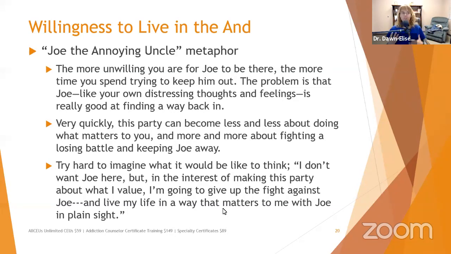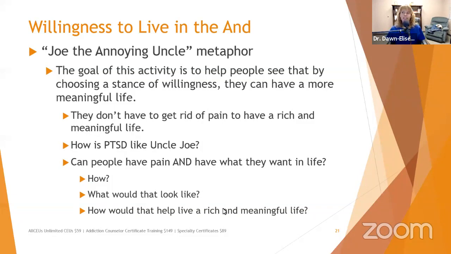So after talking about that, encourage people to try hard to imagine what it would be like to think, I don't want Joe here, but in the interest of making this party about what's important to me, I'm going to give up the fight against him and live my life in a way that matters to me, with Joe in plain sight. So I'm going to let him come over, and I'm going to have fun anyway. The goal of this activity is to help people see that by choosing the stance of willingness, they can have a more meaningful life. They don't have to get rid of the pain to have a rich and meaningful life. They can have an Uncle Joe in the room.